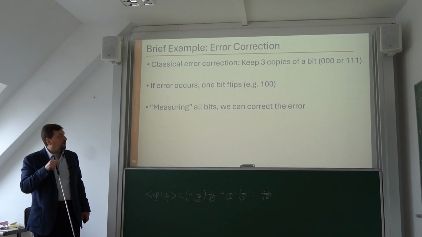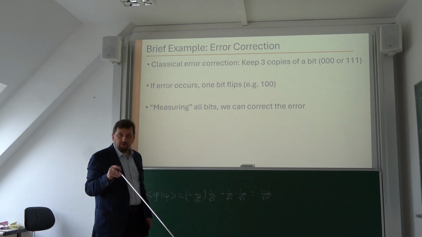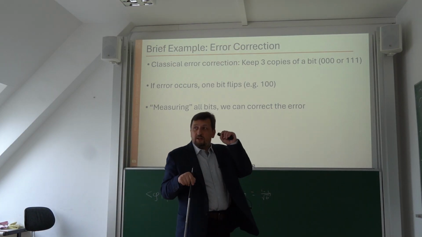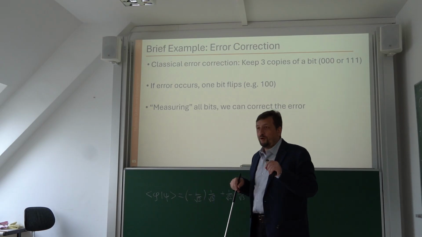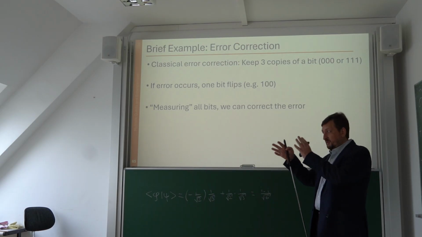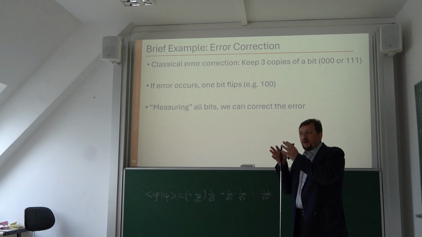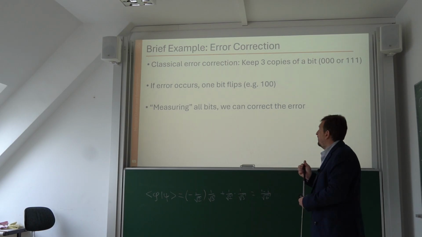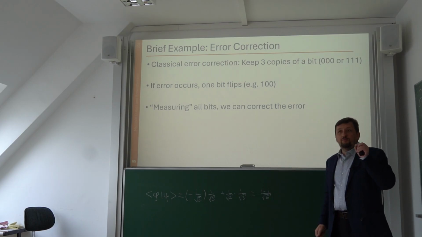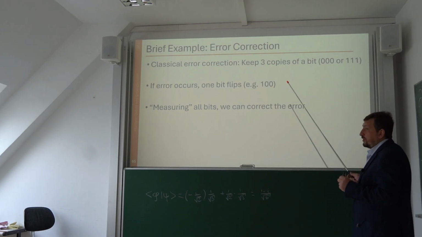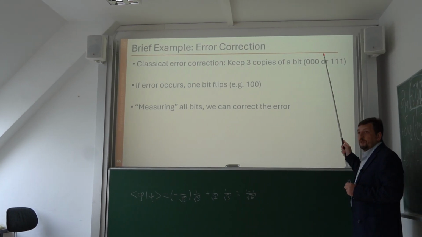Okay, so just to give a brief example, quantum error correction, how it works. How classical error correction works. Suppose we have some bits which are not very long-lived, so there are some errors. And I want to keep the information safe. So what I can do is keep 3 copies of a bit.